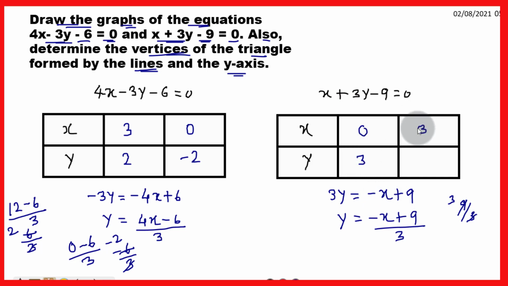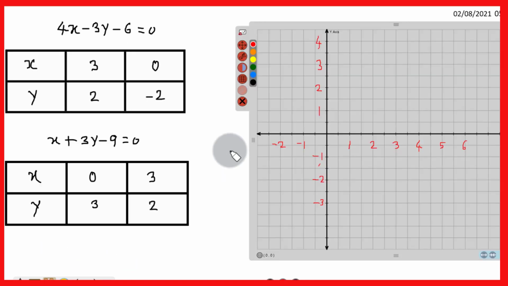Now take the value of x as 3. So it will be (minus 3 plus 9) upon 3. Minus 3 plus 9, that is 6. 6 upon 3, that is 3 2s are 6, and therefore the y coordinate will be 2. Now we have got the coordinates of this equation as well as this other equation, and now we will plot the graph.